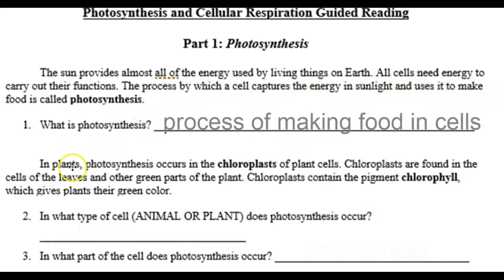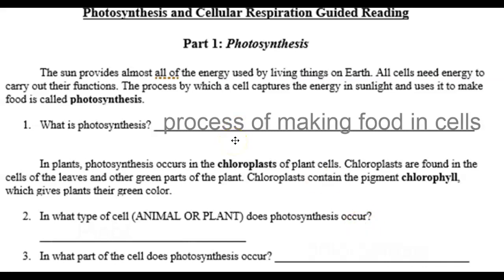In plants, photosynthesis occurs in chloroplasts. Chloroplasts are found in the cells of leaves and other green parts of plants. Chloroplasts contain a pigment called chlorophyll, which is why they're green. Which type of cell, animal, plant, or both, does photosynthesis occur in? Pause if you need to. Fill these in. Come back for the answers.